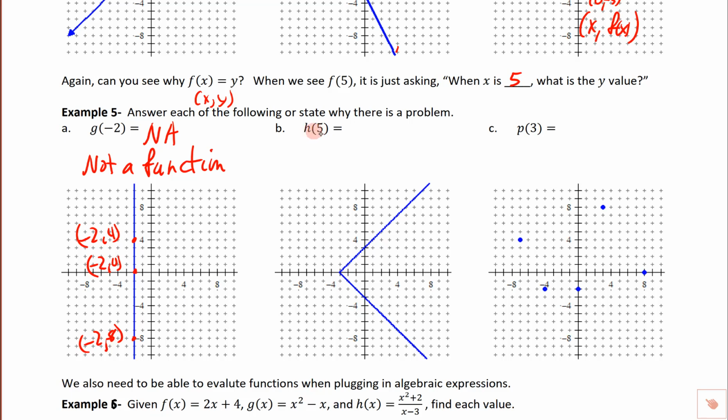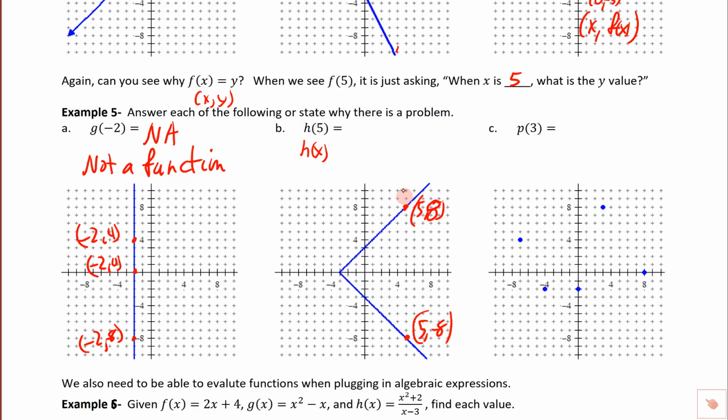We want to do h of 5, so we're saying that this is the x value right here. So we want to put a 5 in, so we're going to go to 5 on the x-axis, and then do we go up or do we go down? Well, again, notice that we could go up and we could get that point right there. We could go down and we could get that point right there. So this would be 5, 8, and this one would be 5, -8.